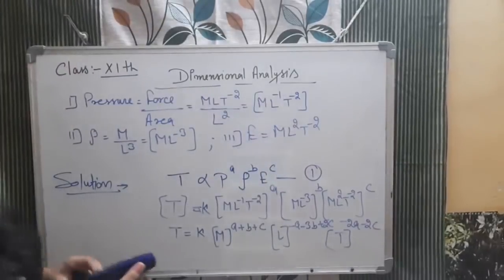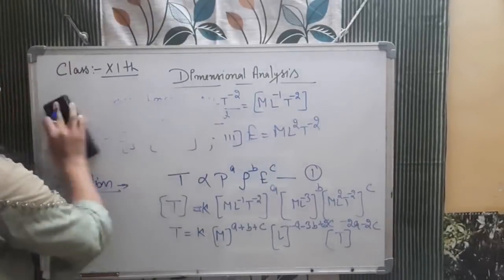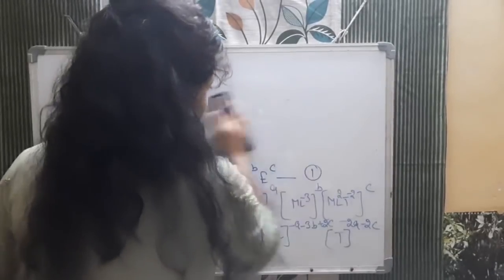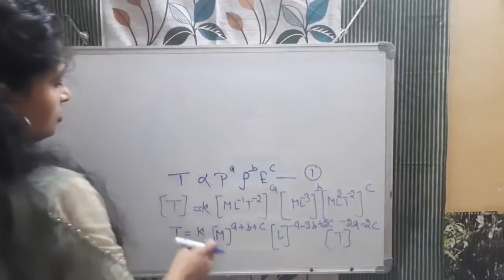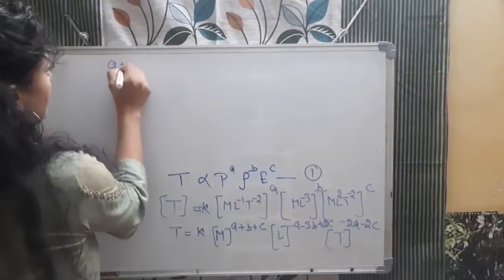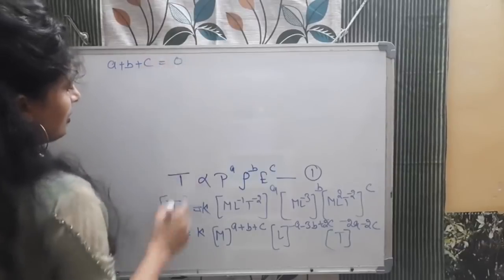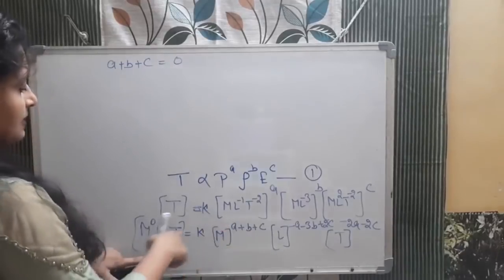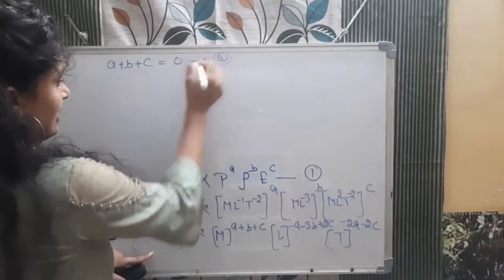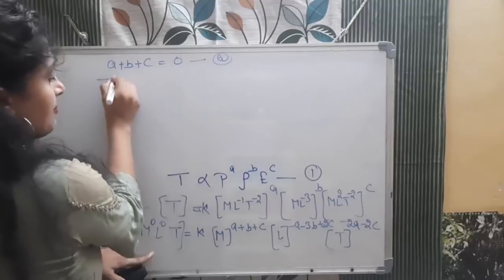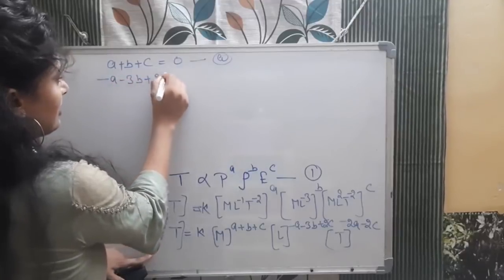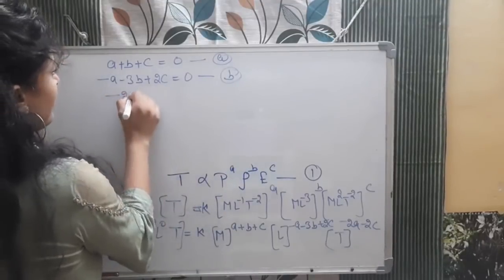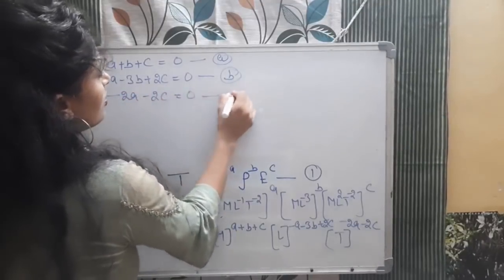That we got. Now we will compare the left hand and right hand both sides. When we compare these parts, A plus B plus C is equal to 0, because on this side M is also 0, L is also 0, only T is present. So A plus B plus C is equal to 0, equation A. Second, minus A minus 3B plus 2C is equal to 0, equation B. Then the third part, minus 2A minus 2C, is again 0, equation C.